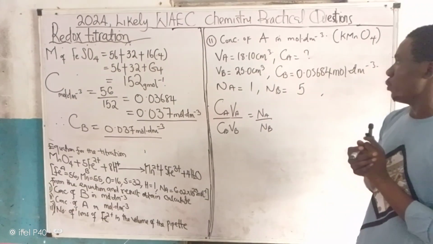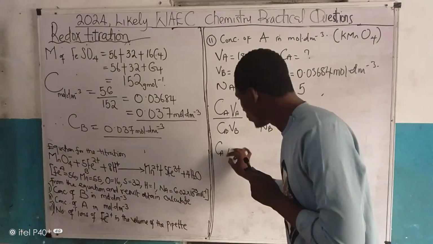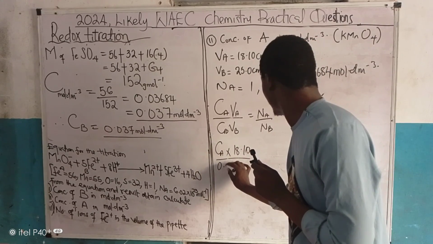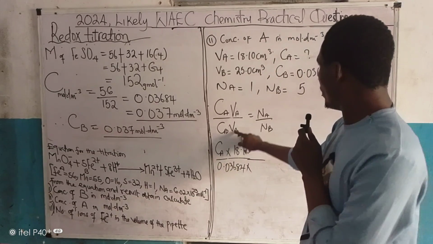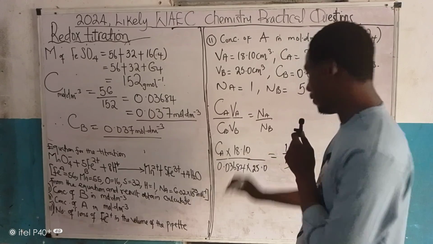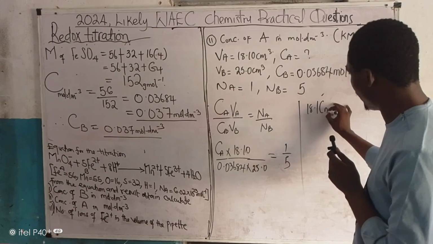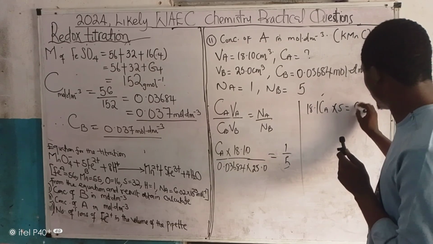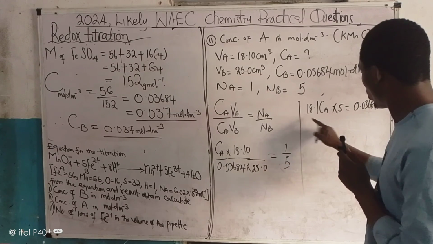This is how we calculate for CA. So let's do this quickly. CA is what we are looking for. VA is 18.10, all over CB, 0.03684, times VB. Our VB is 25.0, equals NA over NB, which is 1 over 5. Wow. Now, let's quickly do this. Cross multiplying, 18.1 CA times 5 equals 0.03684 times 25 times 1.